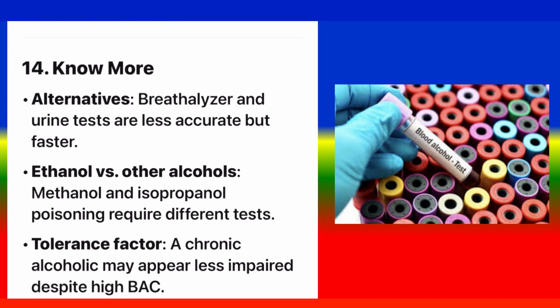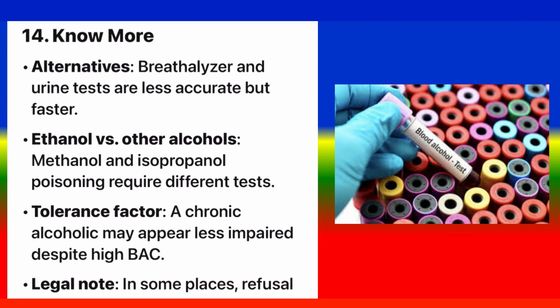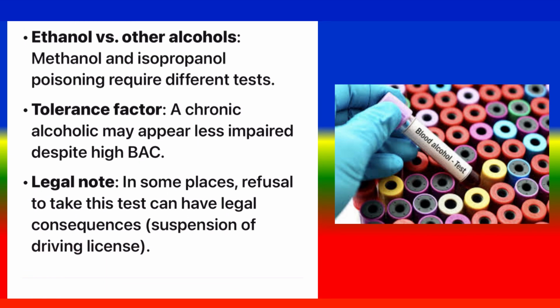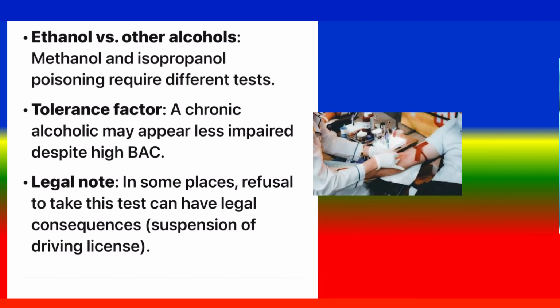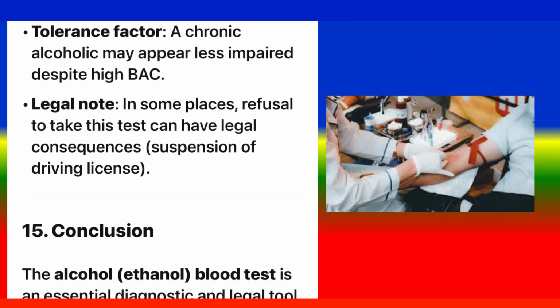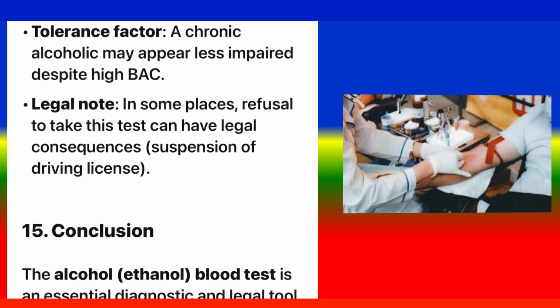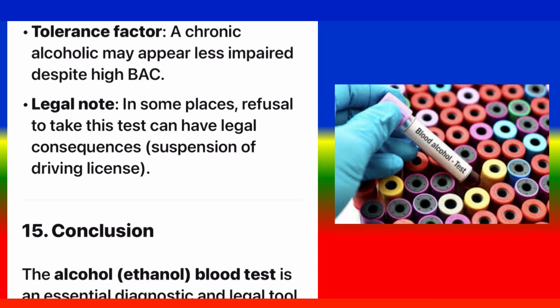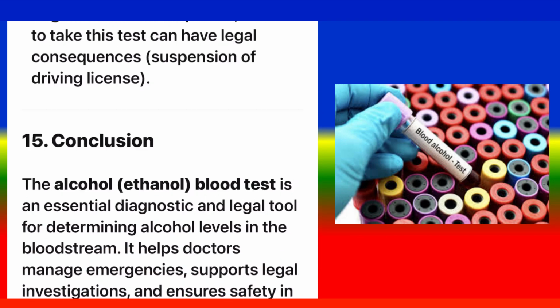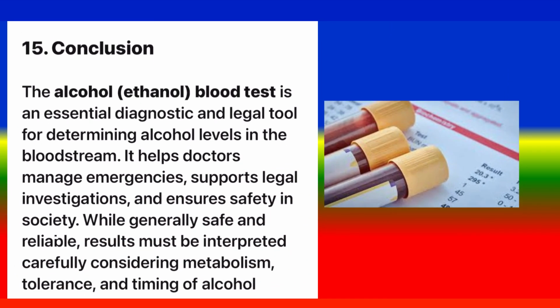14. Know more. Alternatives: breathalyzer and urine tests are less accurate but faster. Ethanol versus other alcohols: methanol and isopropanol poisoning require different tests. Tolerance factor: a chronic alcoholic may appear less impaired despite high BAC. Legal note: in some places, refusal to take this test can have legal consequences, such as suspension of driving license.